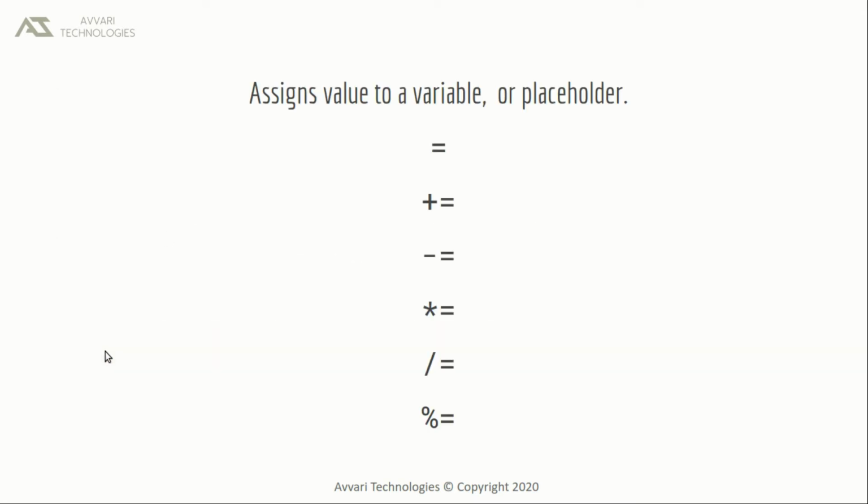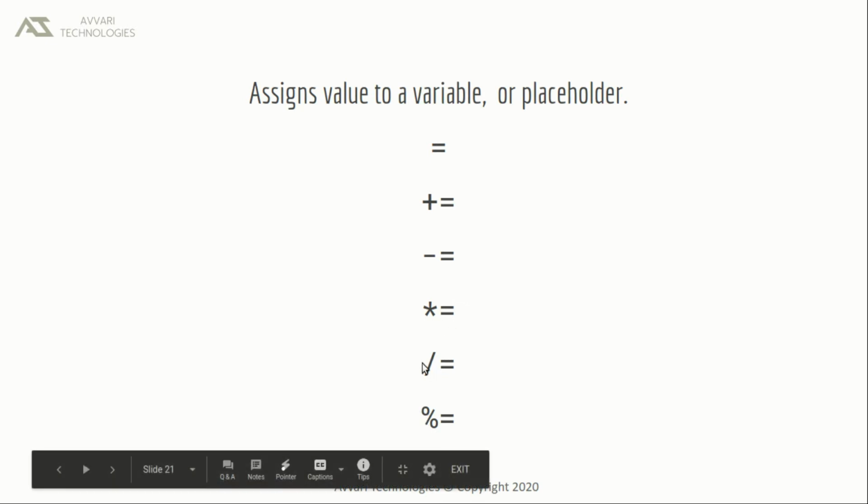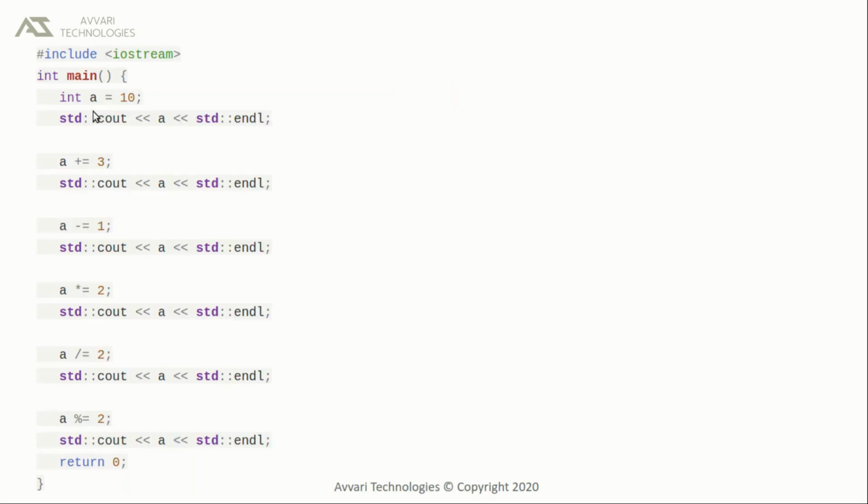Assignment operators assign a value to a variable or a placeholder. Here is a list of assignment operators: equals, plus equals, minus equals, multiply equals, divide equals and modulus equals. Here we defined integer variable a and assigned it the value 10. This is an assignment operator, equals. We are assigning the variable a to 10. Next line we are printing the value of a.